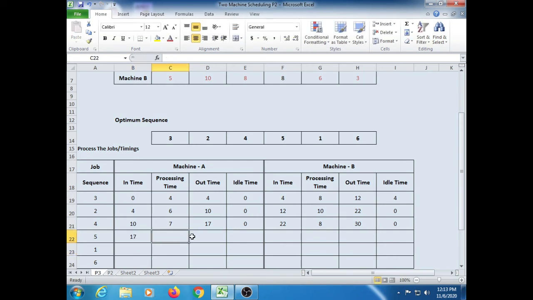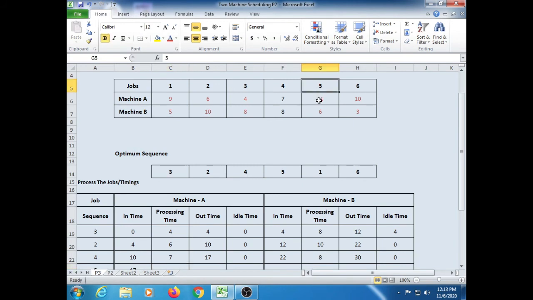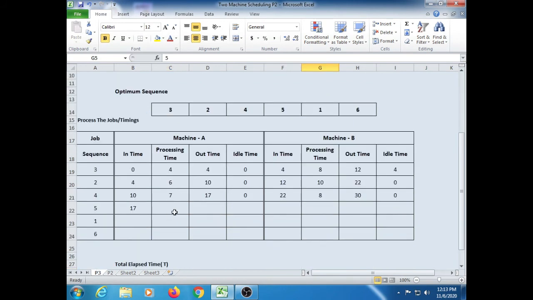So what is the processing time? Here the fifth job's processing time on machine A is 11, so we take 11 here. How do we calculate the out time? Here 17 plus 11 equals the out time, that is 28 hours. At the 28th hour we can complete the fifth job. What is the idle time? The previous job out time minus the present job in time, so 0 is the idle time. The machine didn't wait for any time.